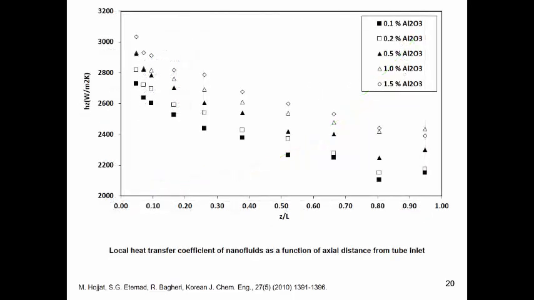In this figure, the local heat transfer coefficient of alumina nanofluid is plotted as a function of axial distance from the inlet of the test section at different nanoparticle concentrations, for a Peclet number of about 140,000. It's observed that at a certain Peclet number and nanoparticle concentration, the local heat transfer coefficient of nanofluid decreases with increasing axial distance. And at a given Peclet number and axial distance from tube inlet, the local heat transfer coefficient of nanofluid increases with increase in nanoparticle concentration.